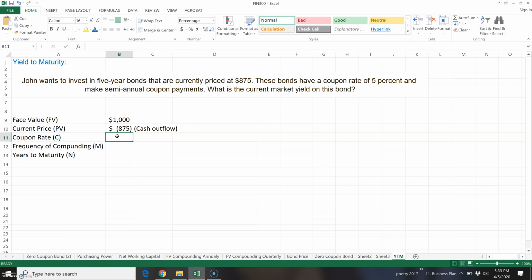The third one is coupon rate, which is represented by C. Here they have mentioned a coupon rate of 5%. So just write it down as 5%. From this coupon rate and the face value of the bond, we can find out the annual coupon payment.